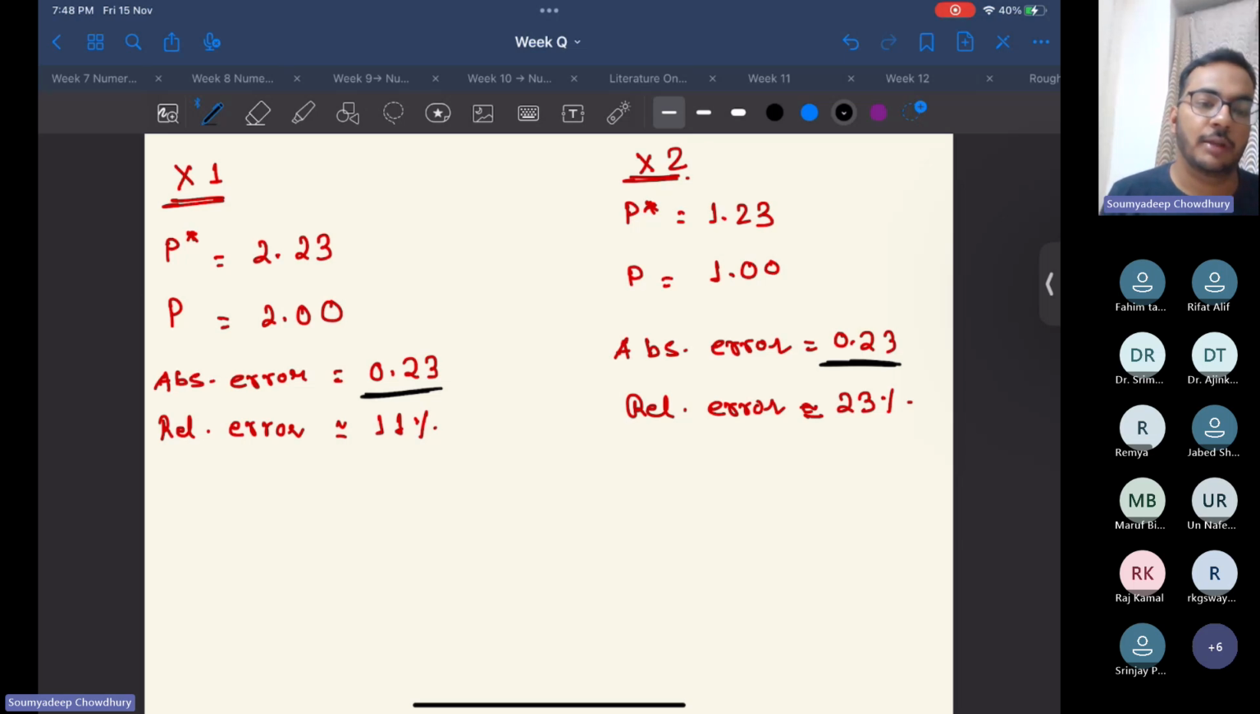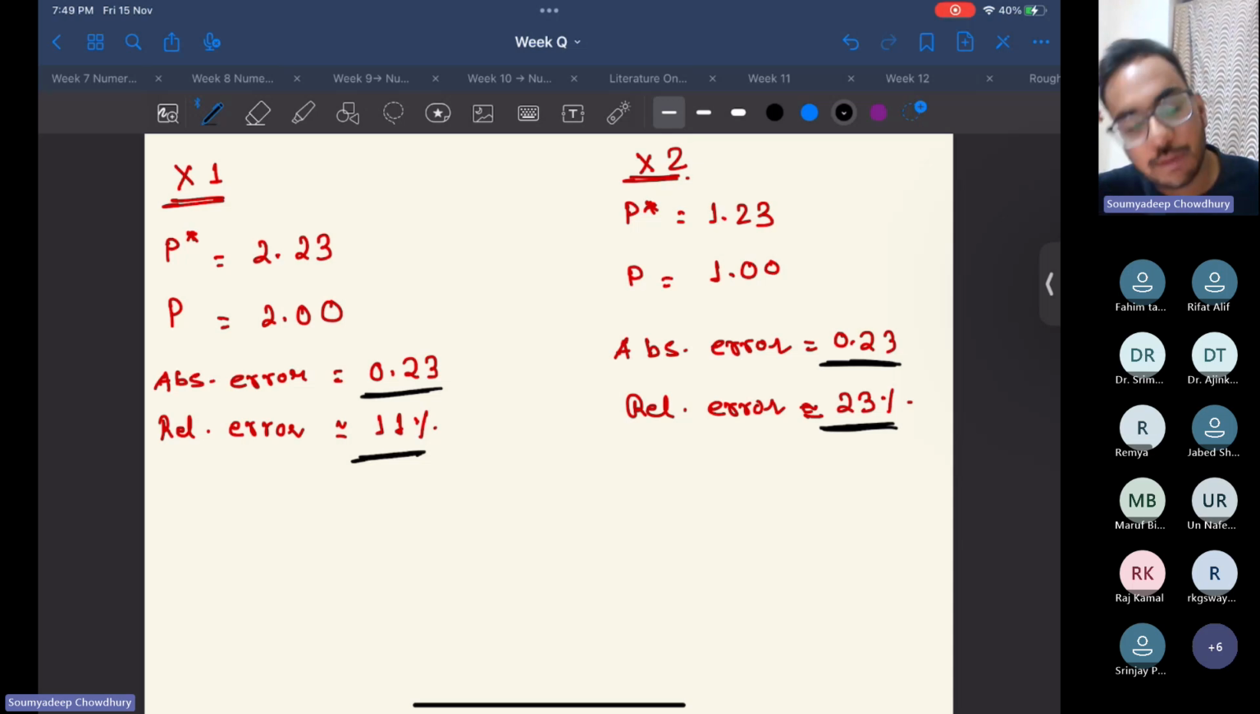So actually the absolute error conveys a misleading meaning, because although your absolute error is the same, you cannot conclude that both these techniques have given you the same accuracy level of the solution, because relative error is 11% for the first case and relative error is 23% for the second case. So that gives you an idea that your first method is more accurate than your second method. But if you compare the absolute error, it will give you an idea that both the methods are equally efficient or give an equal accuracy. But that is not the case.